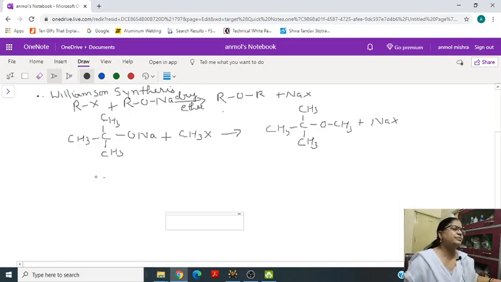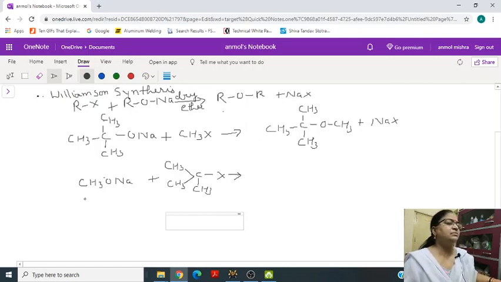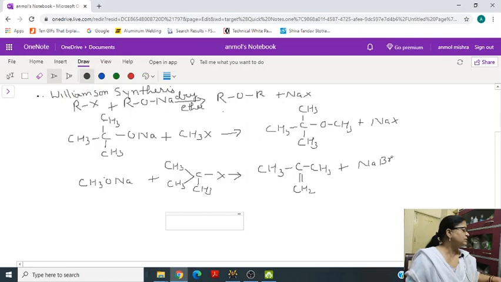But if primary alkoxide and tertiary halide react, then it forms alkene. It forms isobutylene plus CH3OH. So better results are obtained if the alkyl halide is primary.